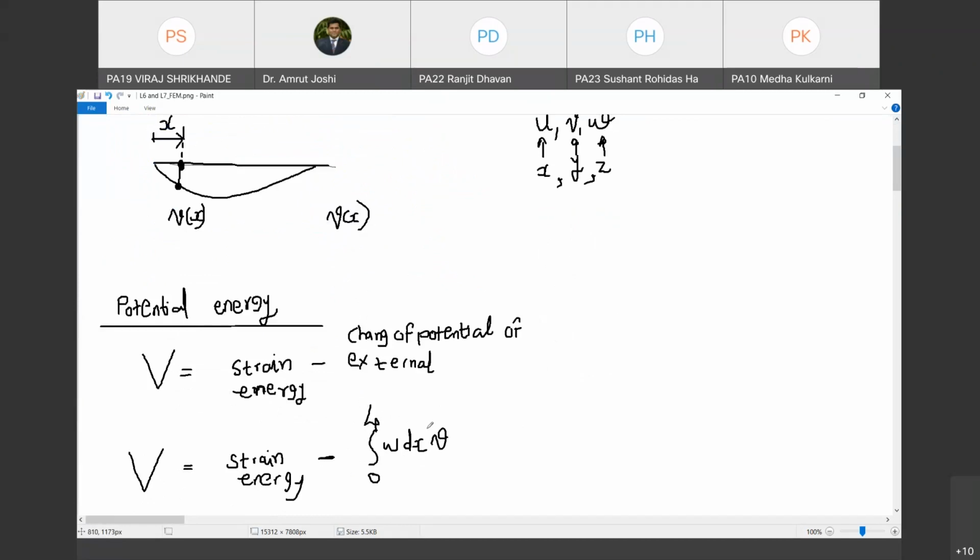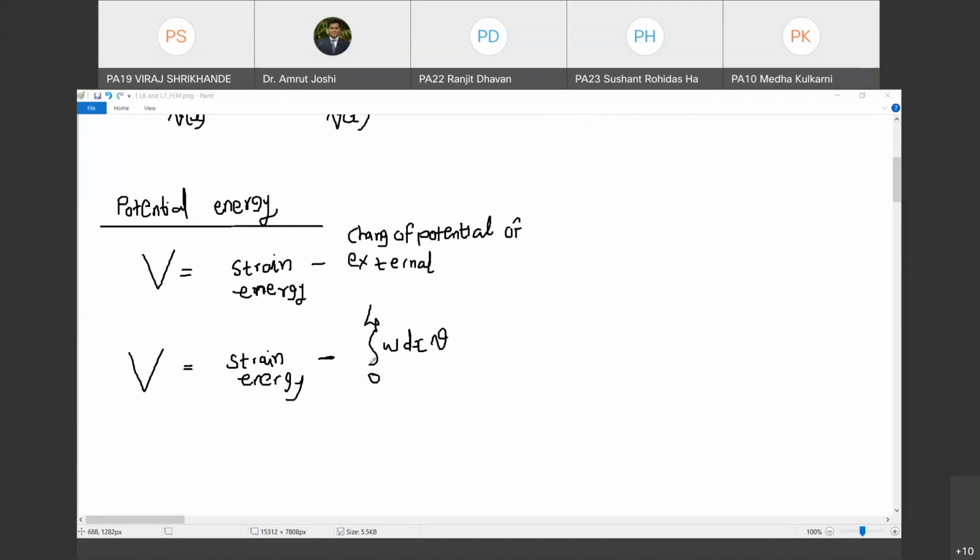Have you got this point? If you understood this, please type your response in chat box. I am waiting for the confirmation. If you have understood this, type your response in chat box. Otherwise, you can unmute yourself and ask me the question. So Anuja says yes. Pooja says yes.